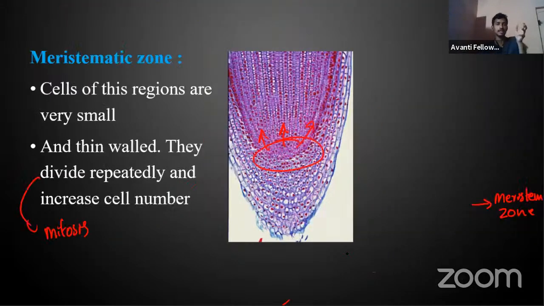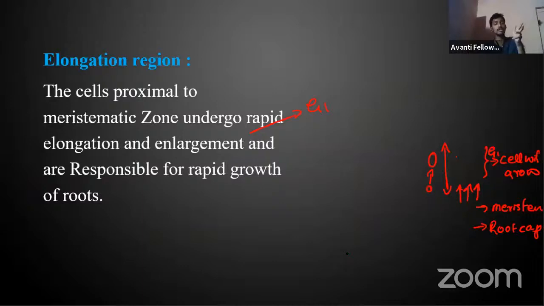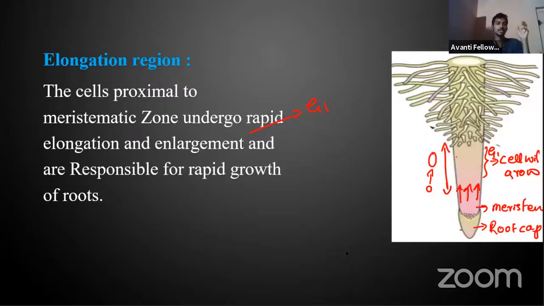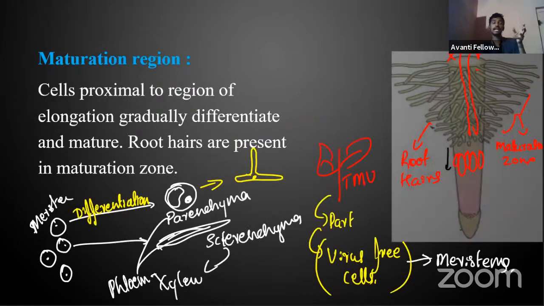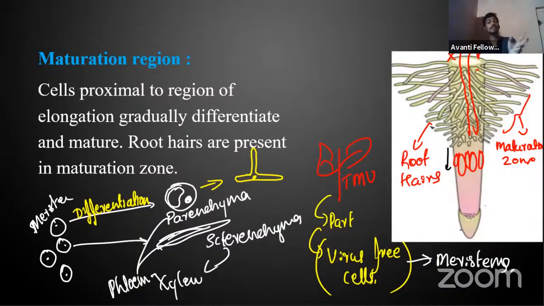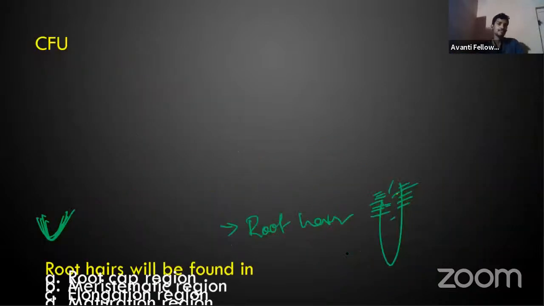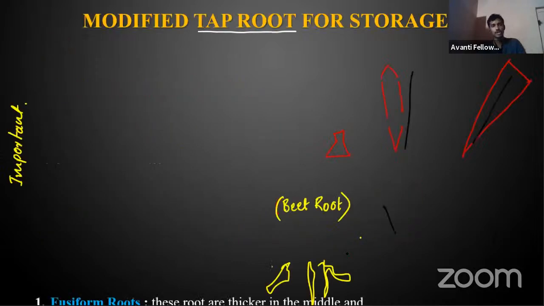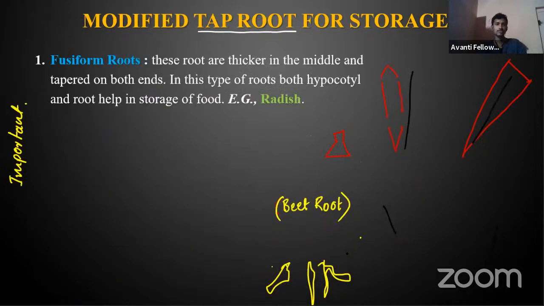Next is the meristematic part, which does the cell division process. Next is the elongation part, where the cell is growing and getting bigger in size. The last one is the maturation region, where maturity is happening. That means differentiation is happening from a single type of cell to parenchyma, collenchyma, sclerenchyma, xylem, phloem, that kind of differentiation.